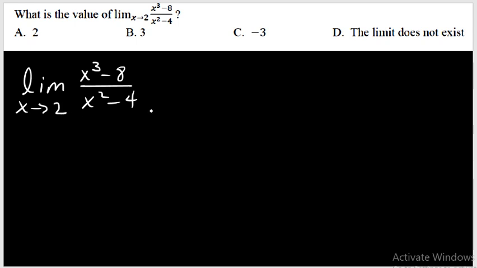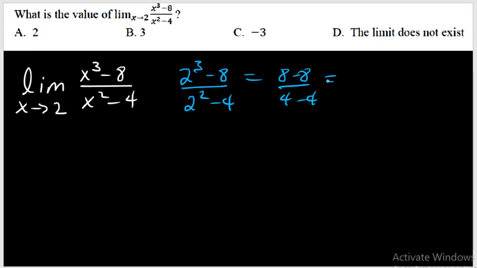The second question: what is the value of the limit of (x cubed minus 8) the whole over (x squared minus 4)? Here, x goes to some number which is 2, not infinity. So what to do? First, we will substitute the number 2 directly. If you substitute 2, the upper will be 2 cubed minus 8, and the lower will be 2 squared minus 4, which is 8 minus 8 over 4 minus 4. That is 0 over 0.